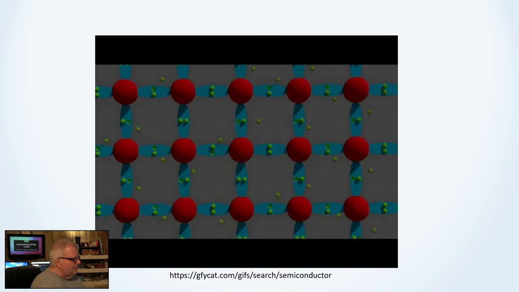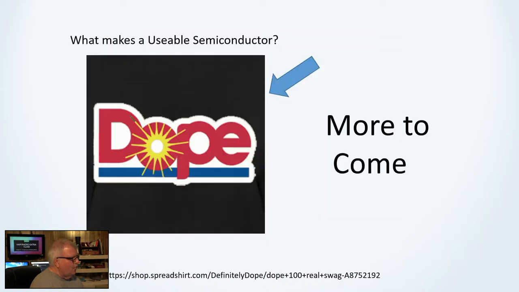In a matrix like that, it is possible for electrons to flow through, but to make them flow through reliably in the way that you want them to, you have to contaminate the silicon. So what makes a usable semiconductor? Something called dope. When you dope a semiconductor material with another atom, then you can make it behave the way you want.